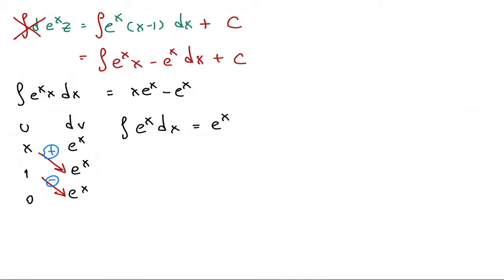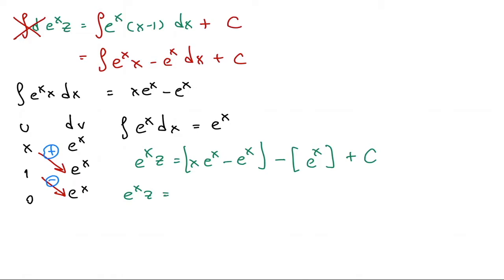So we have that e to the x z equals what is it, x e to the x minus e to the x. This is the first integral, minus e to the x. This is the second integral, plus c. Okay, so we have that e to the x z equals x e to the x minus 2e to the x plus c. Okay, and that is the solution in terms of z, right?